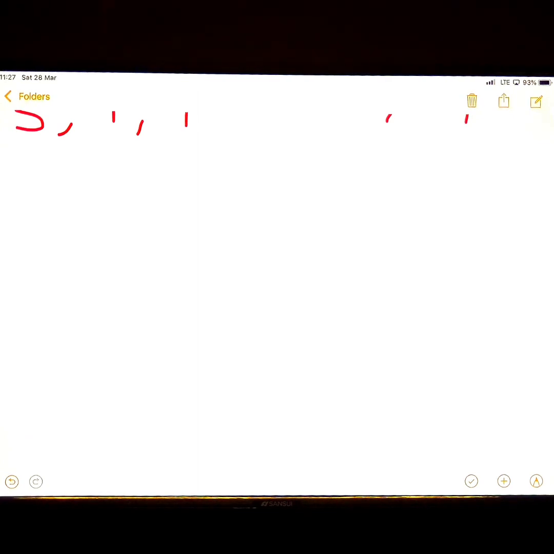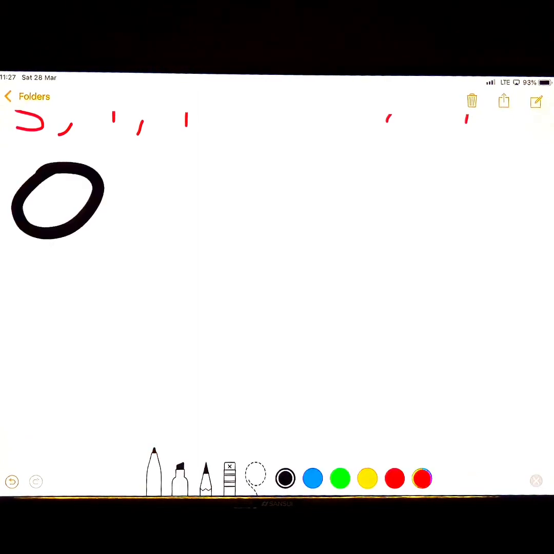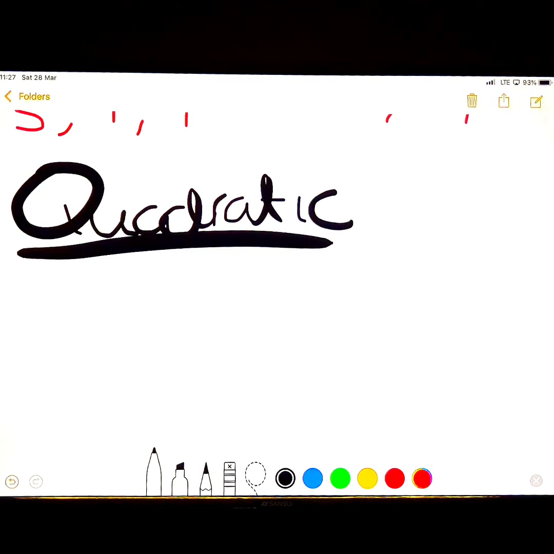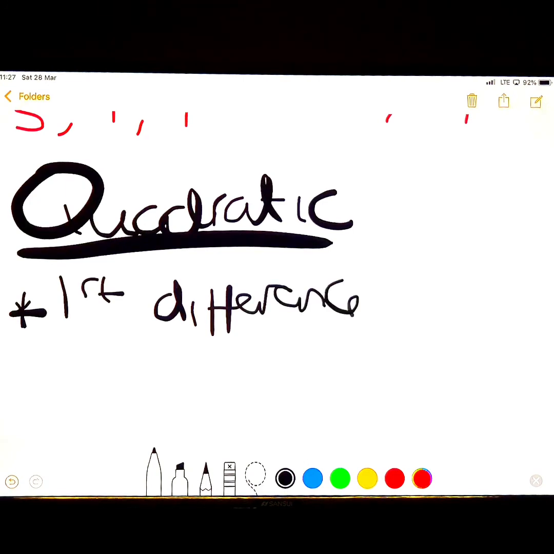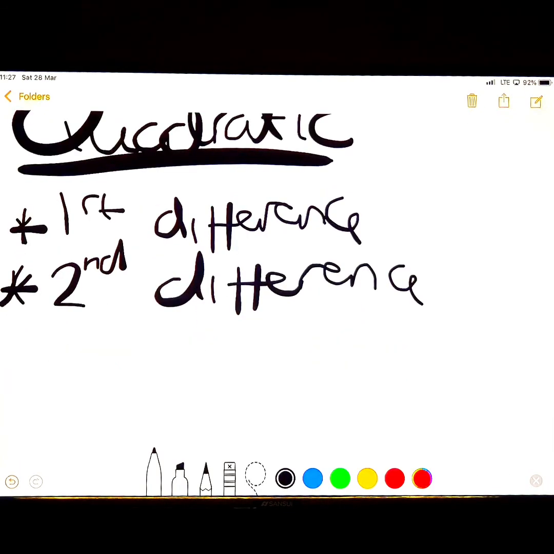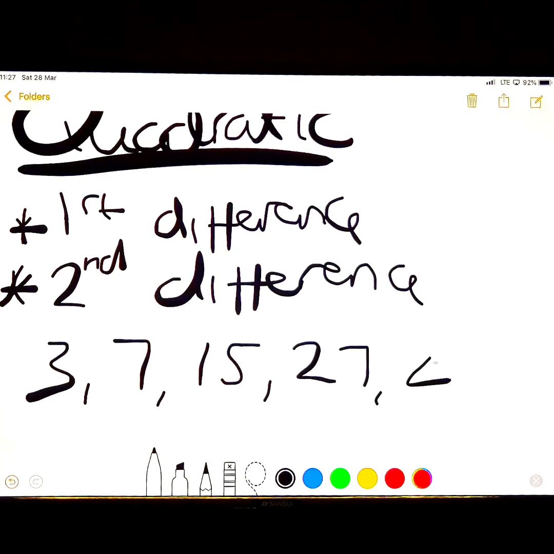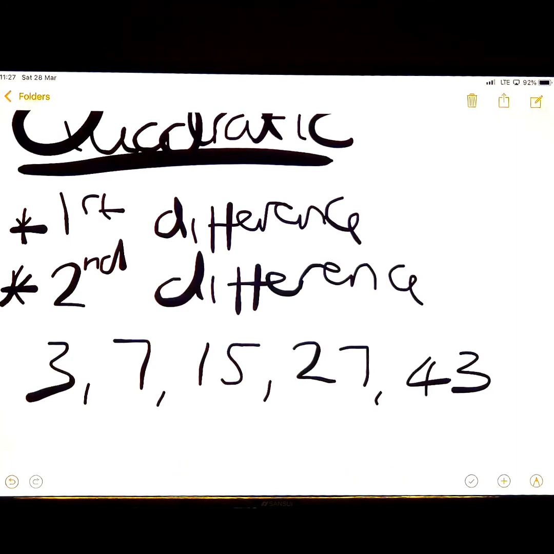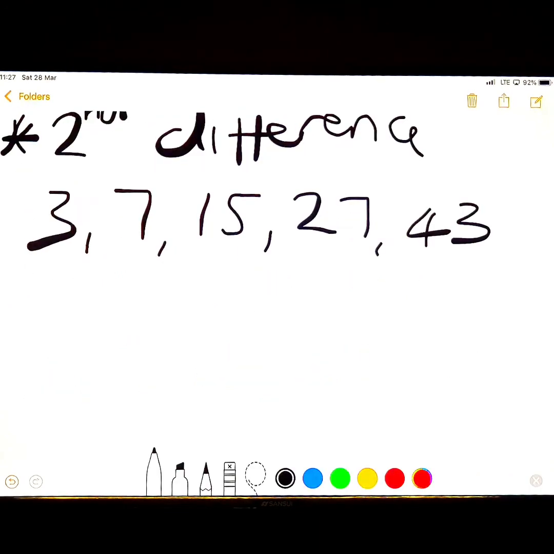So a quadratic needs to have a first difference, and then it needs to have a second difference, for you to be able to do everything. Let me make an example. Let me put in the values that you can use. Let's say you have a 3, a 7, a 15, a 27, and then a 43.